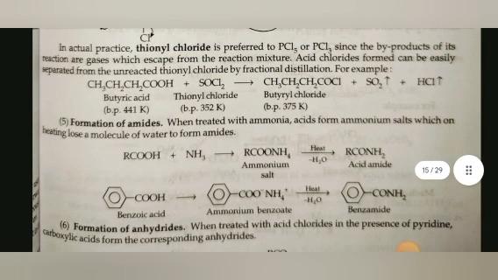In actual practice, thionyl chloride is preferred to PCl5 or PCl3 since the byproducts of its reaction are gaseous, which escape from the reaction mixture. The acid chloride formed can be easily separated from the unreacted thionyl chloride by fractional distillation. For example, butyric acid plus thionyl chloride gives butyryl chloride plus SO2, which is a gas, and HCl, which is also a gas.